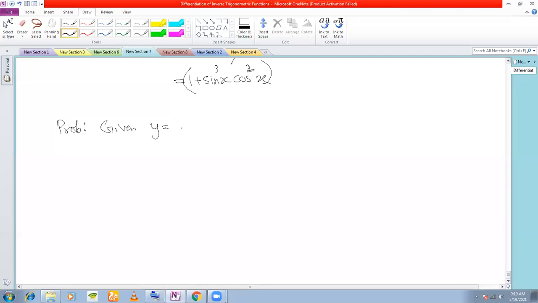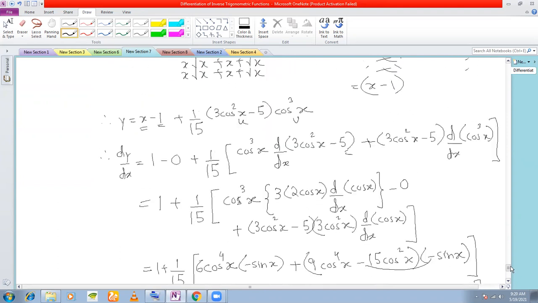Given y is equal to (3x minus 1) whole square plus (2x minus 1) whole cube, find dy/dx. Now the previous problem I had forgotten to record. Okay, so just take a note of this.